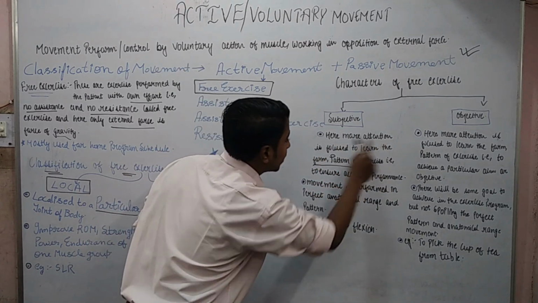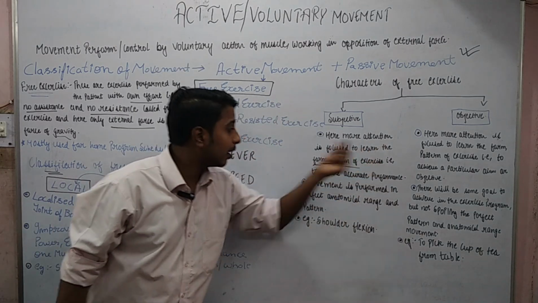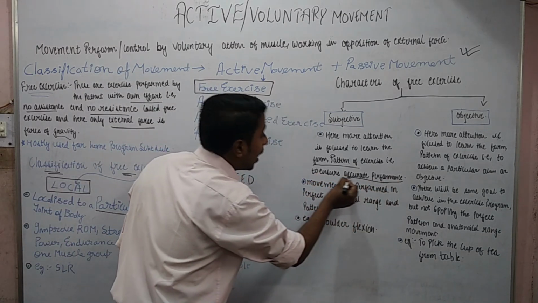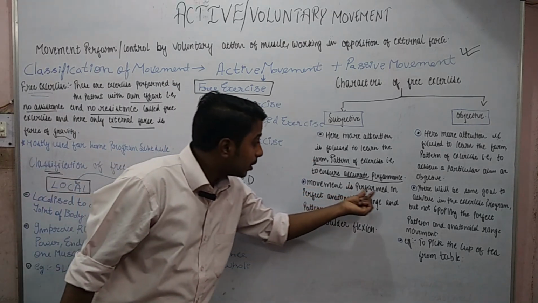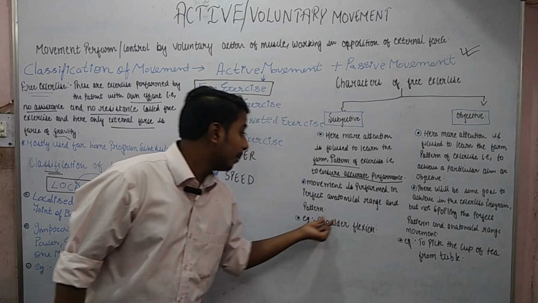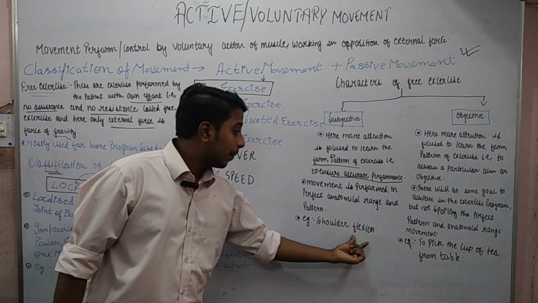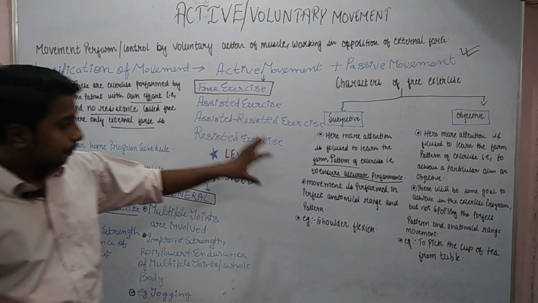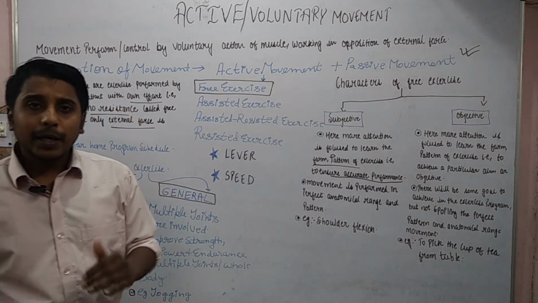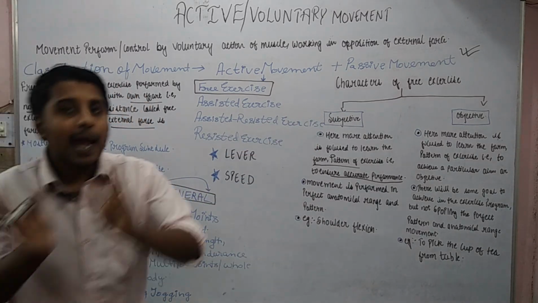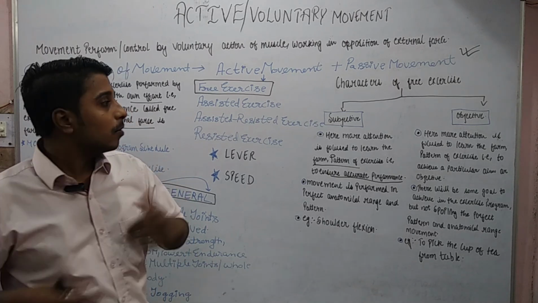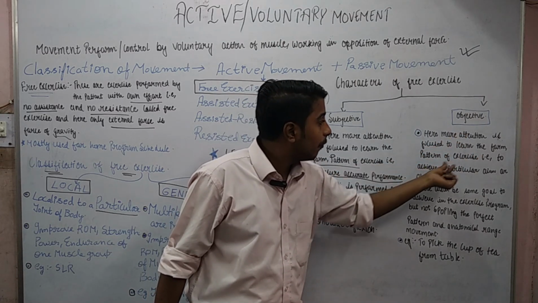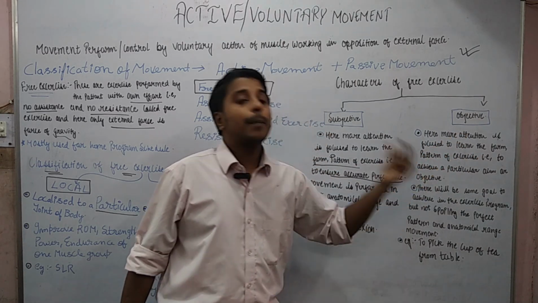Here more attention is focused to learn the form or the pattern of exercise, that is to ensure accurate performance, so that each and every movement is accurate. Movement is performed in perfect anatomical range and pattern. For example, shoulder flexion and SLR, both of these are the form of subjective. But if in this exercise you add some goal, it will become objective. Here more attention is focused to learn the form or the pattern of exercise to achieve a particular objective.